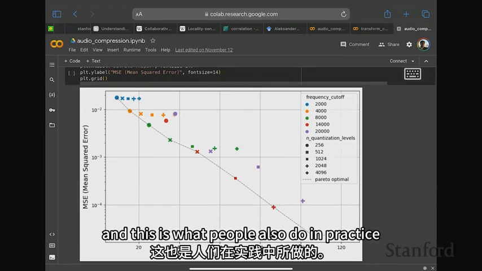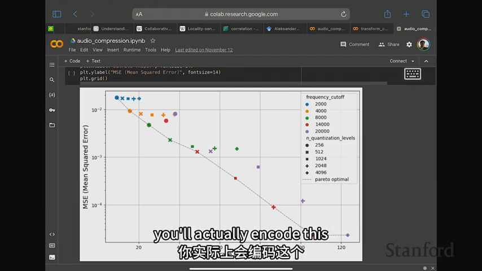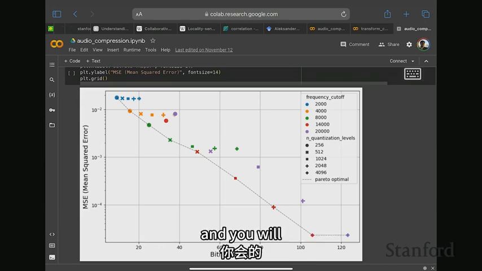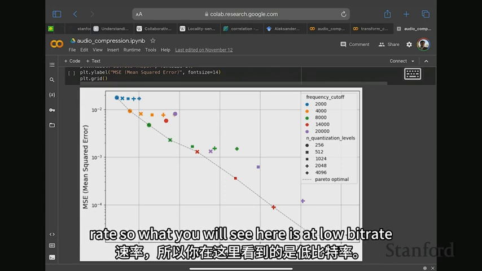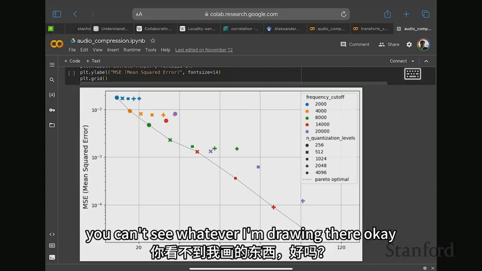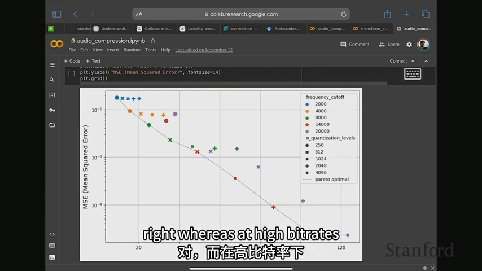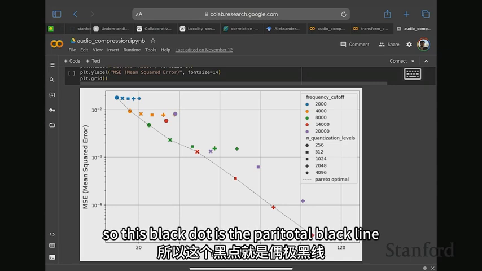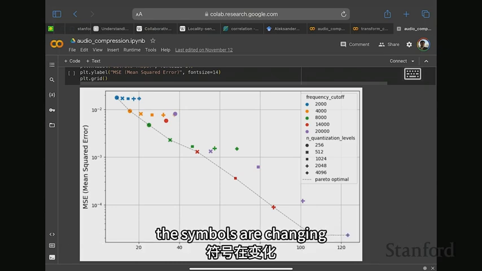And this is what people also do in practice. This is what I was saying: if you're a streaming service, you will actually encode this Pokemon in various of these forms. And you will basically keep the points which give you the lowest distortion at any given rate. So at low bit rate, you have colors which are changing, right? Whereas at high bit rates, this black line is the Pareto-optimal line. You see the number of quantization levels are changing, the symbols are changing.